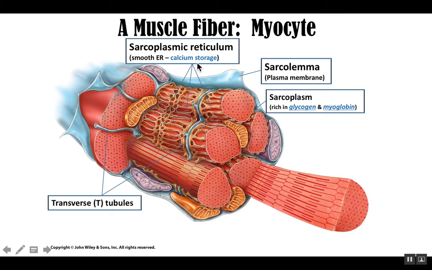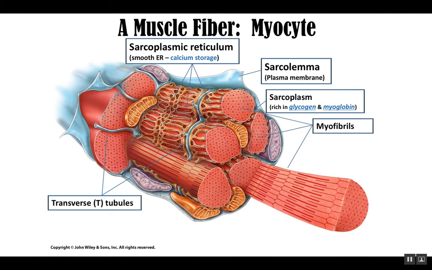Calcium is vital for muscle contraction. You must have calcium. But you can't just have calcium floating around everywhere. It needs to be stored during relaxation, but then released to promote contraction. So this sarcoplasmic reticulum is going to be an extremely important organelle in order to store and then release calcium.